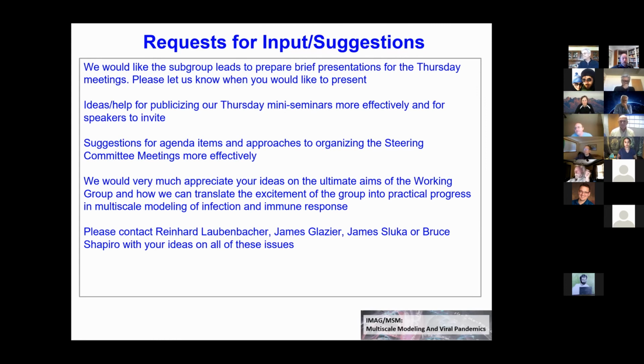Anybody who has ideas for the steering group is most welcome to suggest them. And I think, especially in the context of the two talks we've heard, we've been thinking a lot in the steering committee and elsewhere about the ultimate aims of this working group. In many ways, the Digital Patient Project that we just heard about is very parallel to some of the things we've been thinking about. Any way we can translate the excitement of this group into actionable results is wonderful, and we'd like to hear your ideas. We'd appreciate anything that you want to talk to us about.